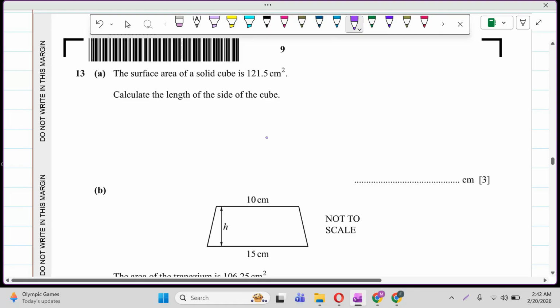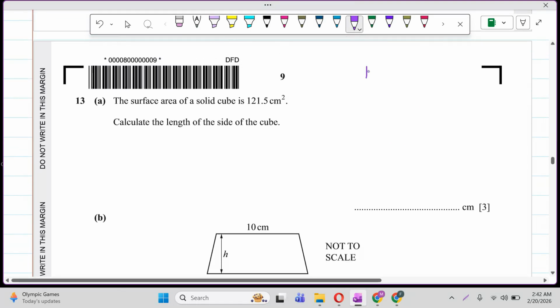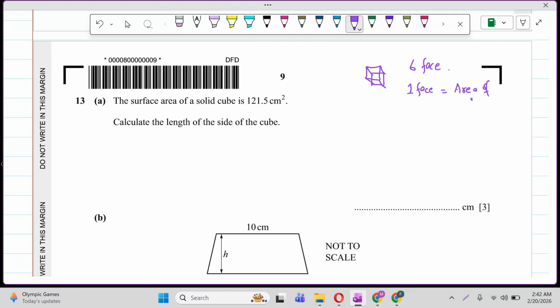Question number 13. The surface area of the solid cube is 121.5 centimeter squared. Calculate the length of the side of the cube. We know that we have the cube, and this cube has 6 faces, and each face is equal to the area of a square. So the surface area of cube is equal to 6 times the area of the square, which is length squared.